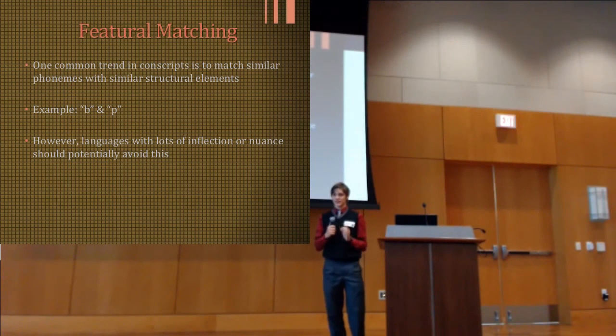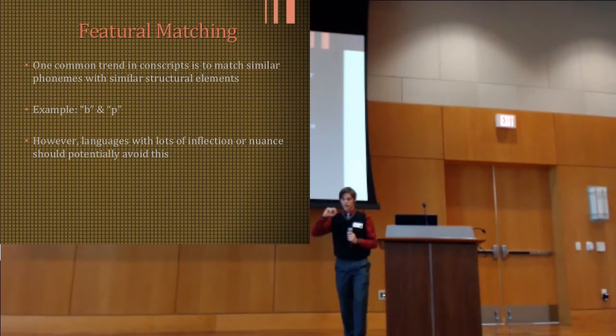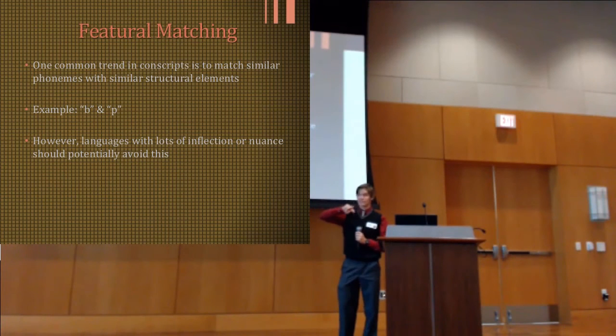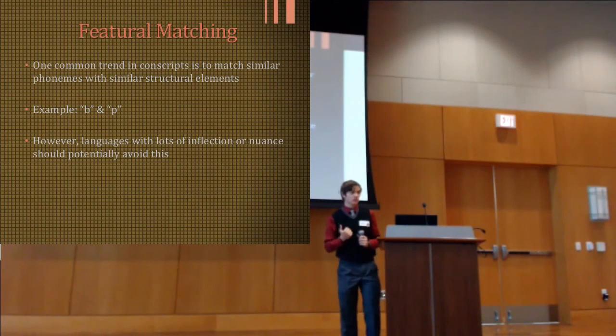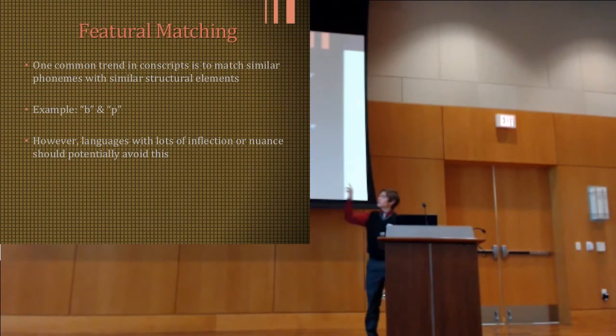However, if you have a language that has lots of inflection, or lots of nuance, or lots of tonal qualities, then you should potentially consider avoiding this kind of featural matching. Because if you were to do this, and you have two letters that under the most basic IPA look very similar, but they're not actually because they have nuanced pronunciation, giving them this kind of featural matching would give the readers of your constructed script the idea that they actually are the same when in reality they are not. So consider this when you're creating a script, because it could affect pronunciation from people that are reading your script instead of hearing spoken language.